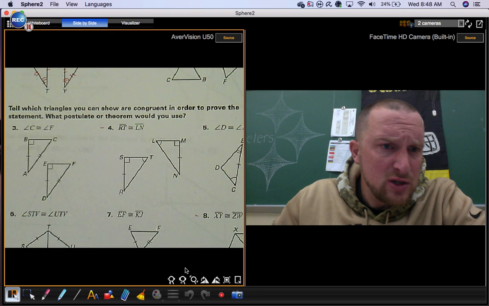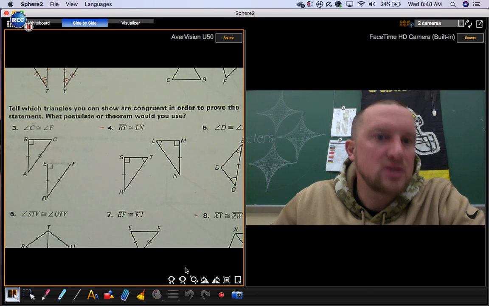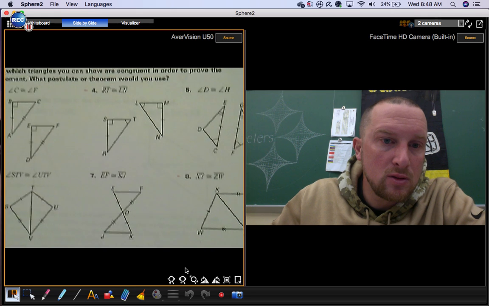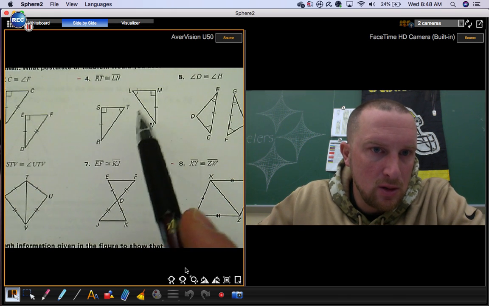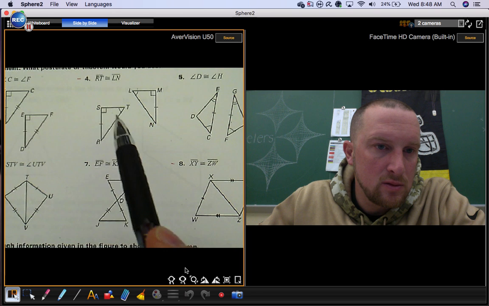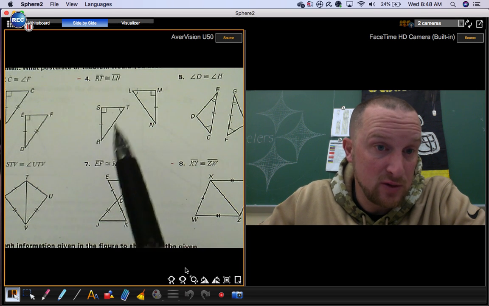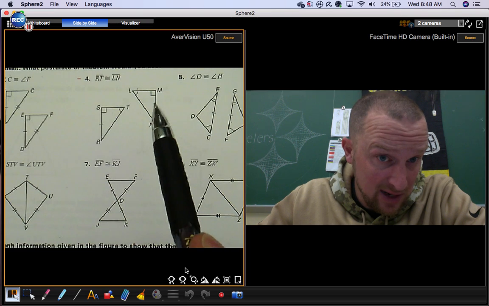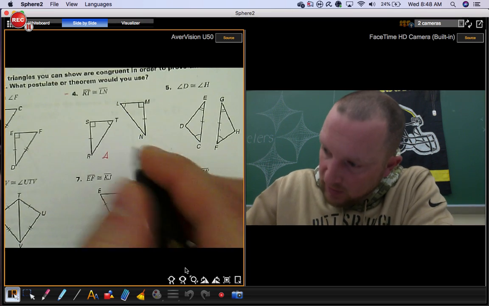Next section, tell which triangles you can show are congruent in order to prove the statement. What postulate or theorem would you use? Are these congruent triangles? We got congruent angles. We got right angles that are congruent as well. So that's 2 pairs of congruent angles. And we got a pair of congruent sides that are non-included. Are these triangles congruent? Definitely.